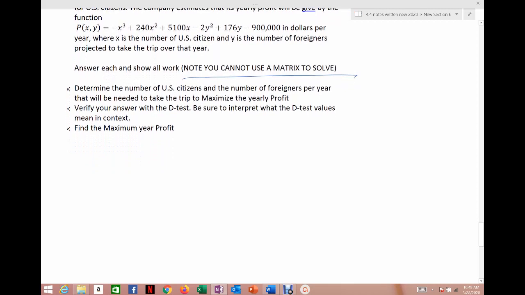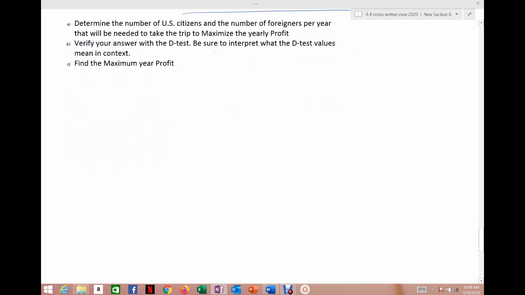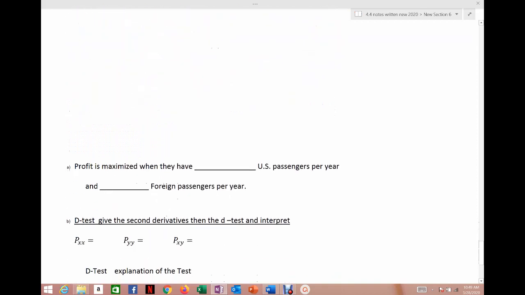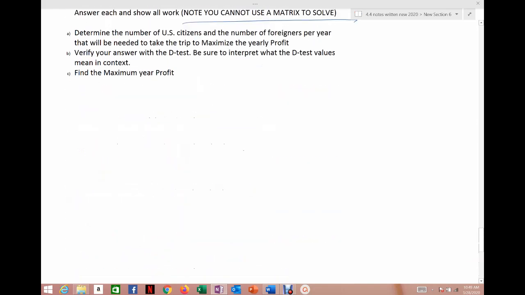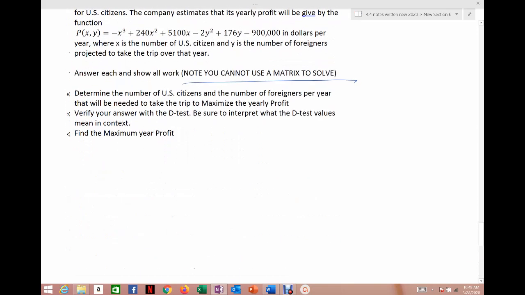A, determine the number of U.S. citizens. Alright, and again, it's sort of in order. The first one we'll do is A, then we'll do the D-test, alright, then we'll find the maximum profit. So A first: determine the number of U.S. foreigners that will be needed to take the trip to maximize our profit.